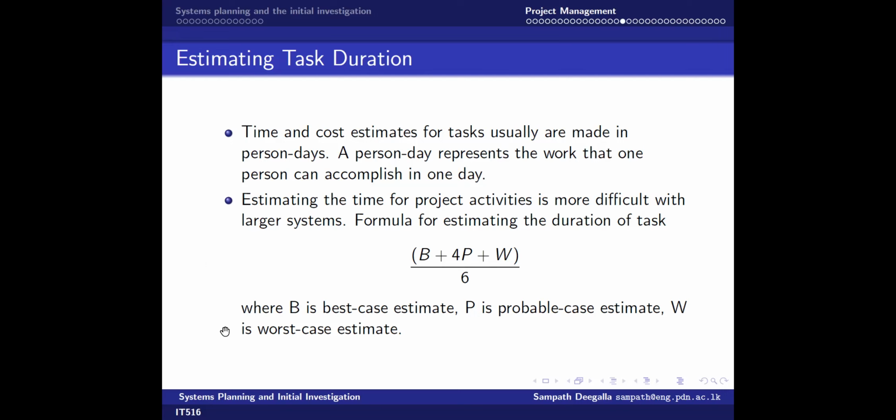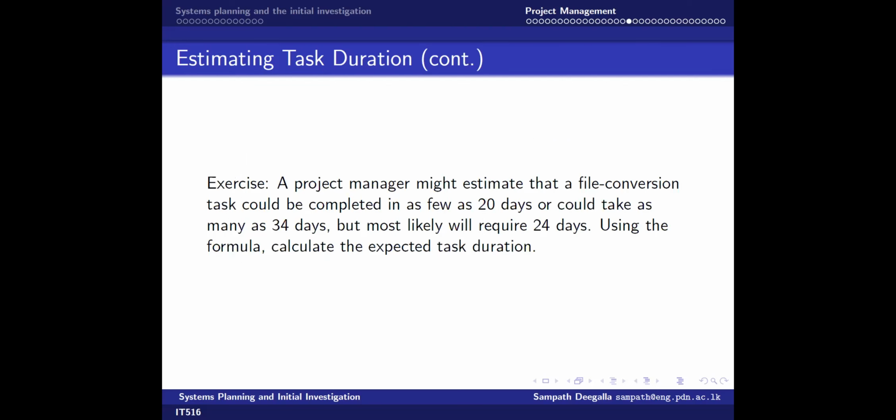Okay, so let's do a small exercise. I want everybody to work on the problem and send me the answer in the chat. So I can type the equation if you want. The expected task duration, we will put it like this: B plus 4P plus W, and then you divide by 6, which should give you the time. Can you send me the answer through the chat, WhatsApp?